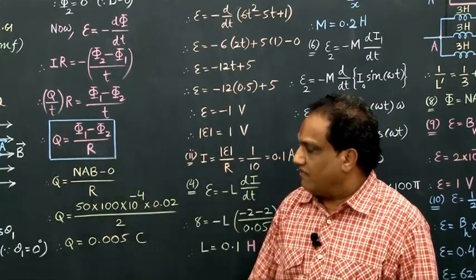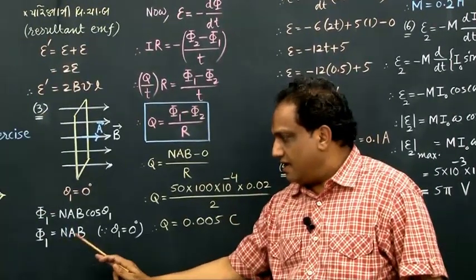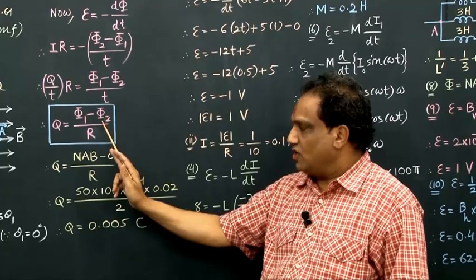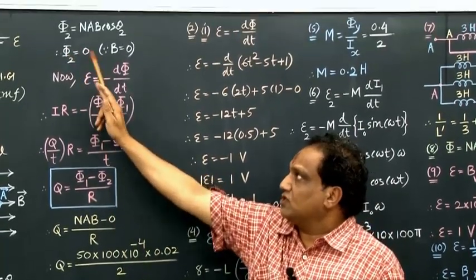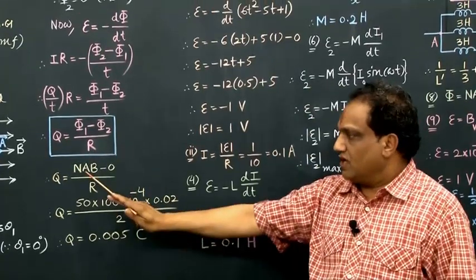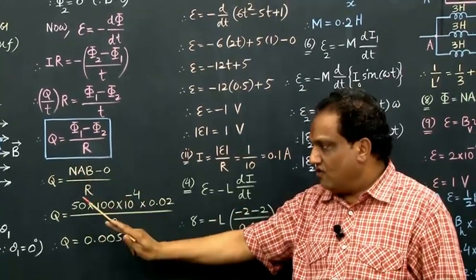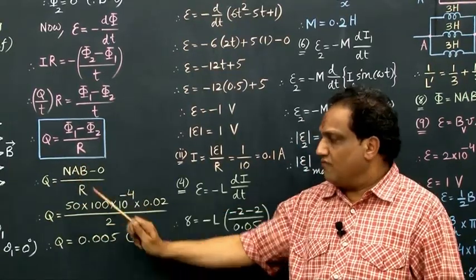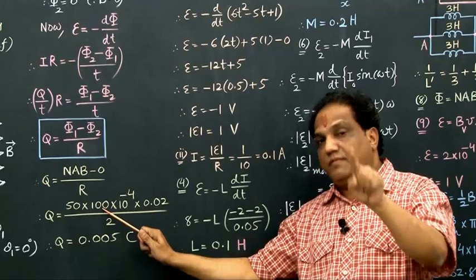Come on, initial magnetic flux is NAB. Phi 1 equals NAB minus phi 2. Phi 2 equals 0, correct? Upon R. Now tell me, what is the total number of turns? They have given 50. Come on, what about A? A is the area which they have given as 100 centimeter square.